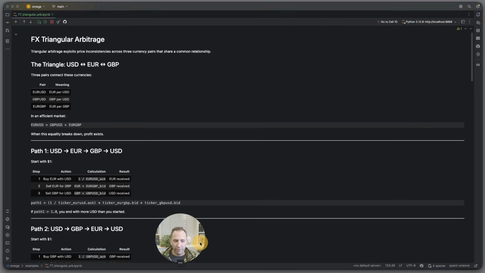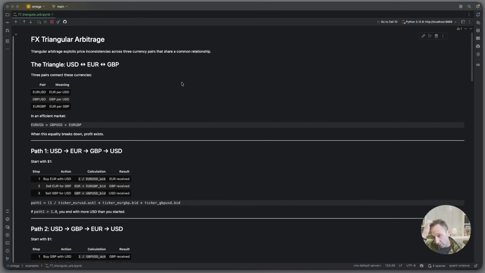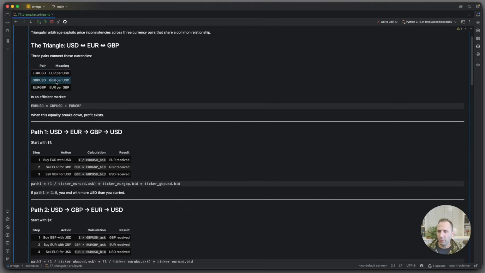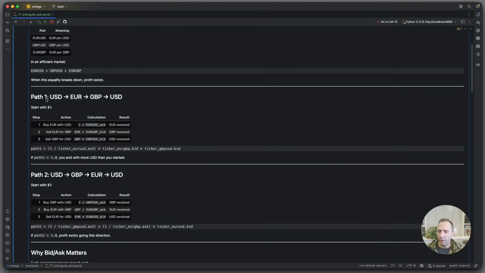I'm going to move my face over there, and we're just talking a little bit about the FX triangular arbitrage strategy. We're trying to exploit price inconsistencies. We already talked about this. These are the pairs that we're going to look at when you have two different paths, right? So USD to euro, euro to GBP, and then GBP to USD.